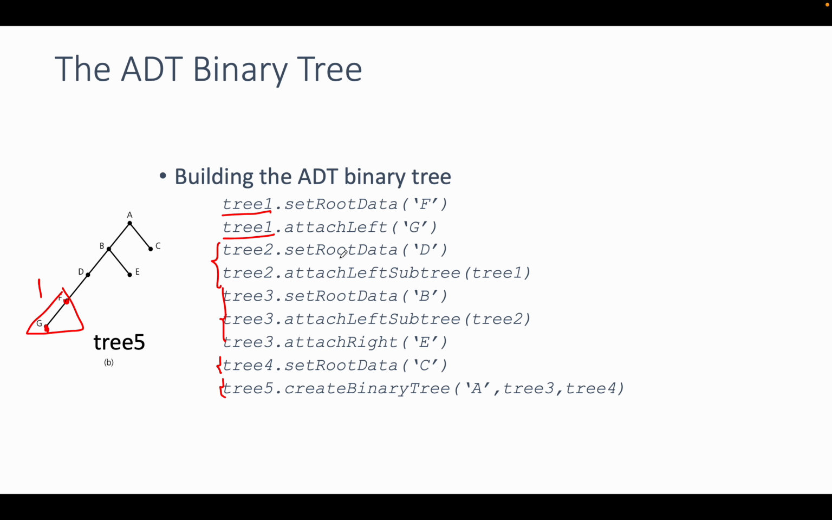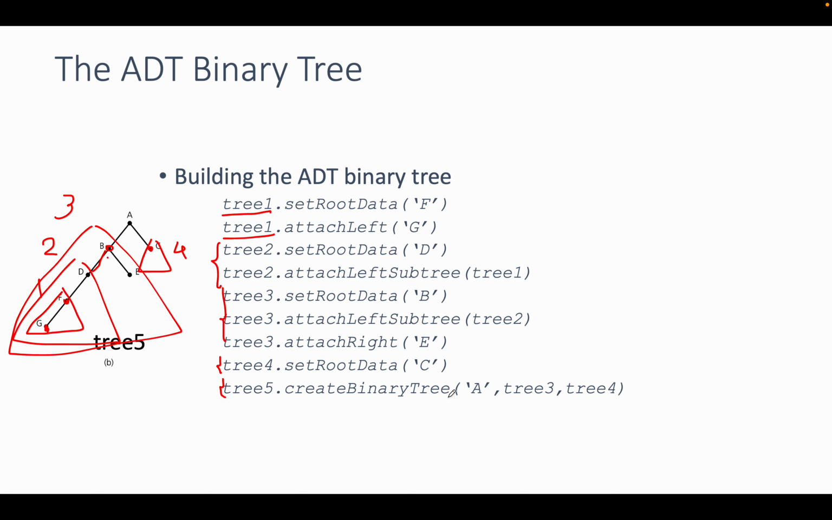And then for tree 2, you get D as the root data, and then get the left subtree of tree 1 as the subtree. So this is 3, 2, right? Tree number 3, root data B, and then get the left subtree from tree 2, which is this one, and the right subtree from E. So this is tree number 3. Okay. Tree number 4, so the root data is C and do nothing. So this is tree number 4.